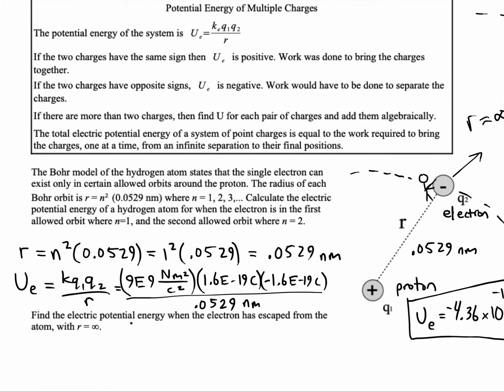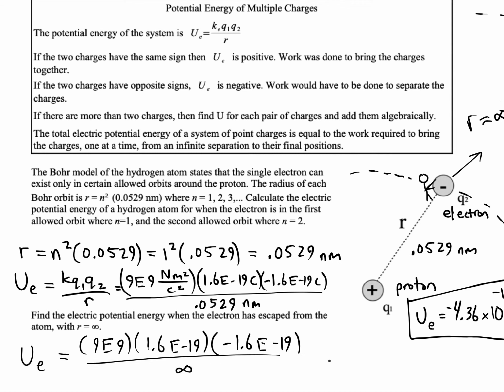Finally, let's find the electric potential energy when the electron has totally escaped. Well, according to the numbers, it would be easy to solve. 0. The conventional electric potential energy at infinity is always 0.